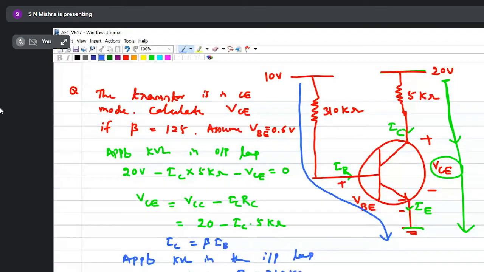Applying KVL in the input loop: 10 volt minus IB RB minus VB equals 0, with RB equal to 310 kilo ohm. So what is my IB? IB equals 10 minus 0.6 divided by 310 kilo ohm. Tell me what is the answer? What is IB in microampere?